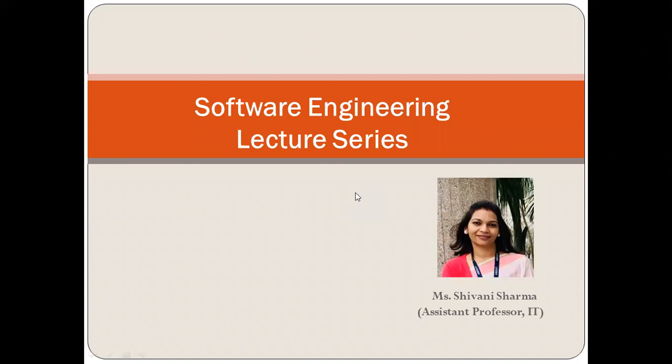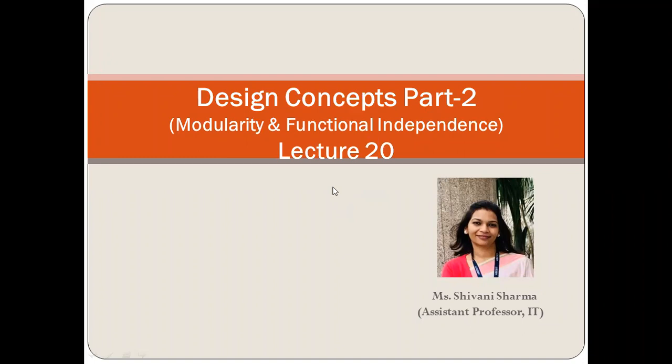Hello everyone. Today we are going to continue with the earlier topic related to software design principles and concepts part 1, in which we studied data abstraction, information hiding, and stepwise refinement. So we are going to continue with the next two concepts which are majorly used in design, that is modularity and functional independence.